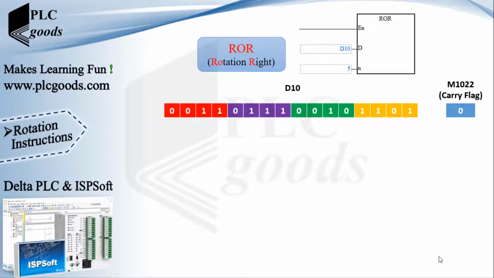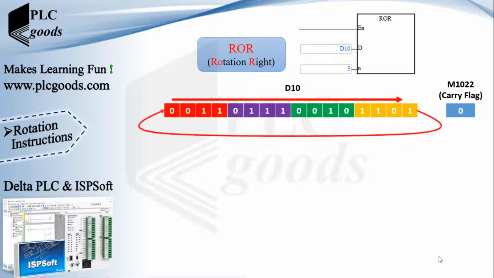This instruction rotates the bit status of the selected address at the first input to the right. The last bit will move to the first bit and also to the carry flag, M1022. The second input determines how many bits must be moved for one execution. Note that this instruction is generally used in pulse execution mode.